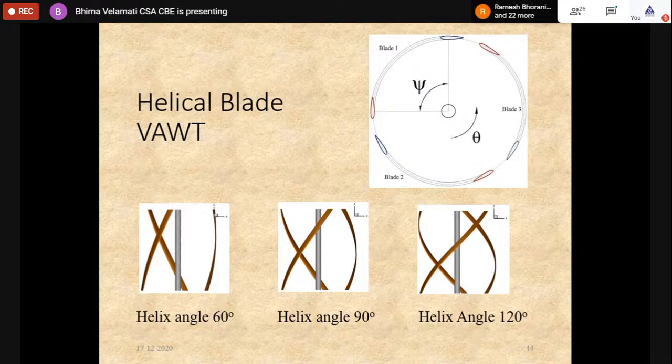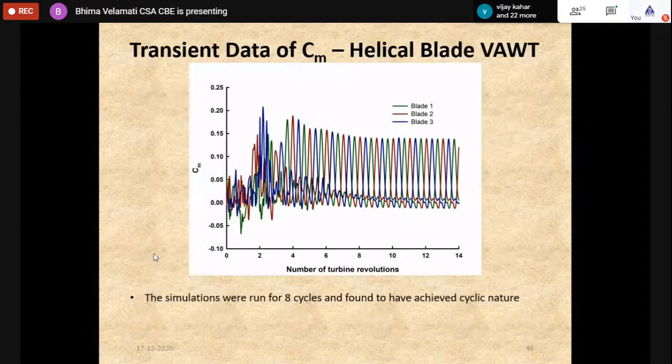So we tried three different helix angles, 60, 90, 120. 120 is a unique case because one section of the blade is always in contact with the wind. The helix angle is defined by psi, and the rotation angle is defined by theta. So let us look at the results. Again, we ensured that we ran several cycles of the turbine and, whenever it becomes cyclic, we take the result.